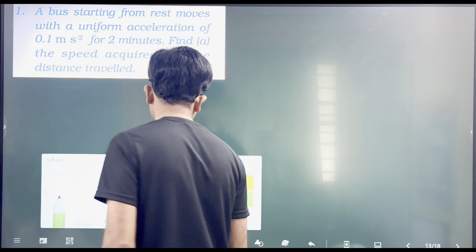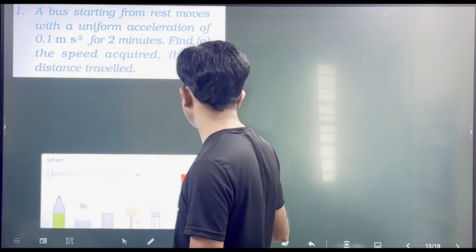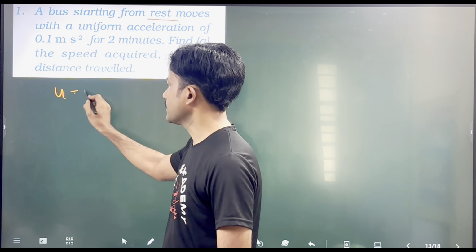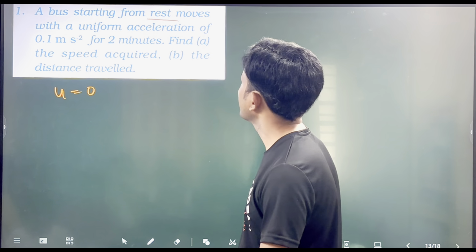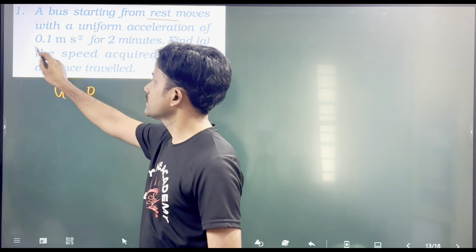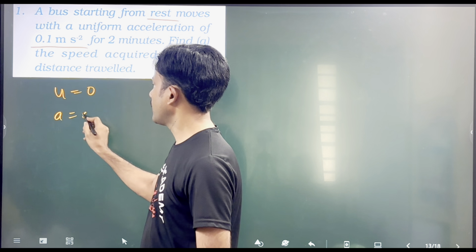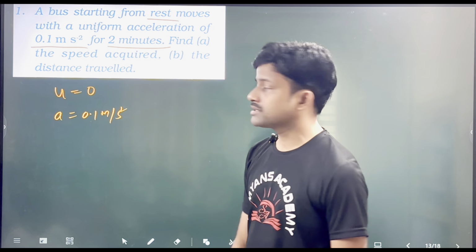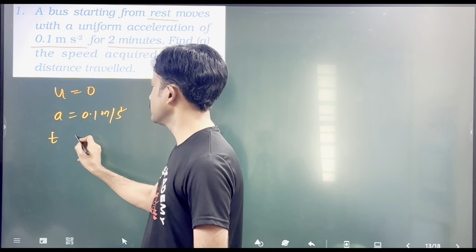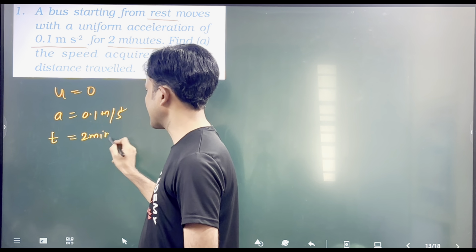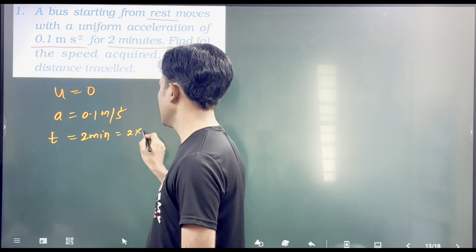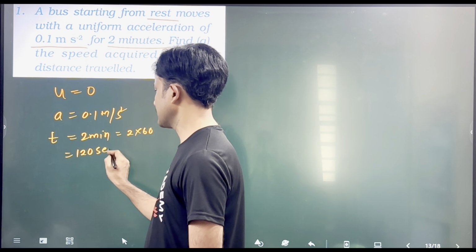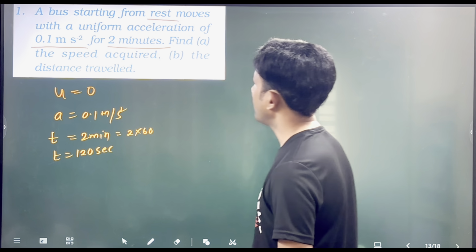Now you see, a bus starting from rest. Rest means, always remember, initial velocity is always 0. With uniform acceleration, the acceleration value here is 0.1 meter per second square. It travels for 2 minutes. These 2 minutes you have to convert into seconds. 1 minute equals 60 seconds, so time is 2 into 60, which is 120 seconds.